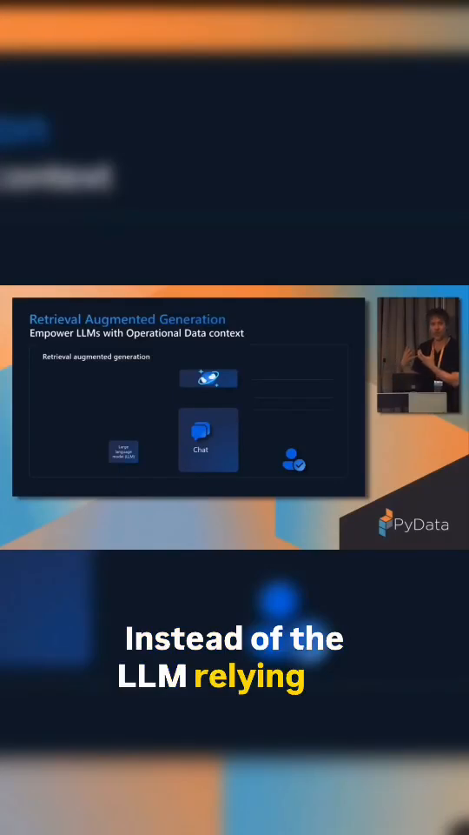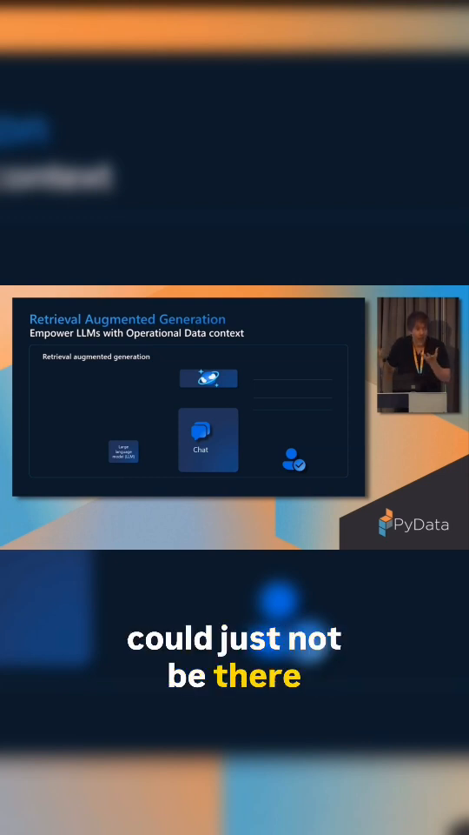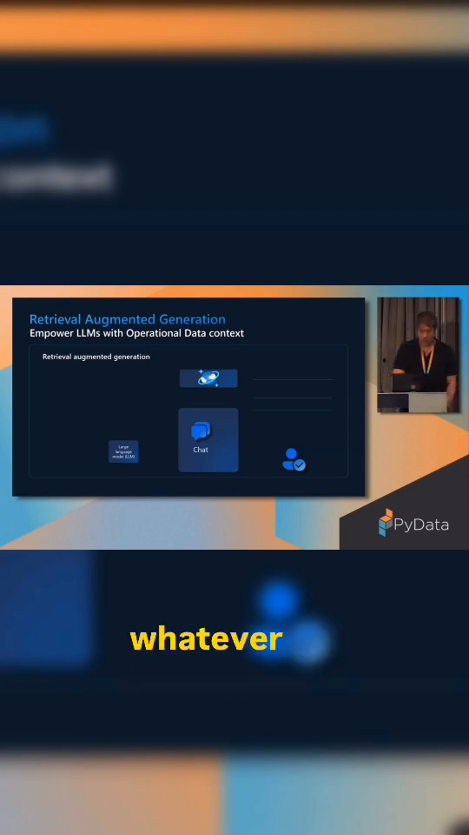Instead of the LLM relying on its own internal training data set to give you the answer that it wants, which could include information that's wrong, or it could just not be there because it's not available on the internet or whatever it's been trained on. Instead, you're providing your own information.